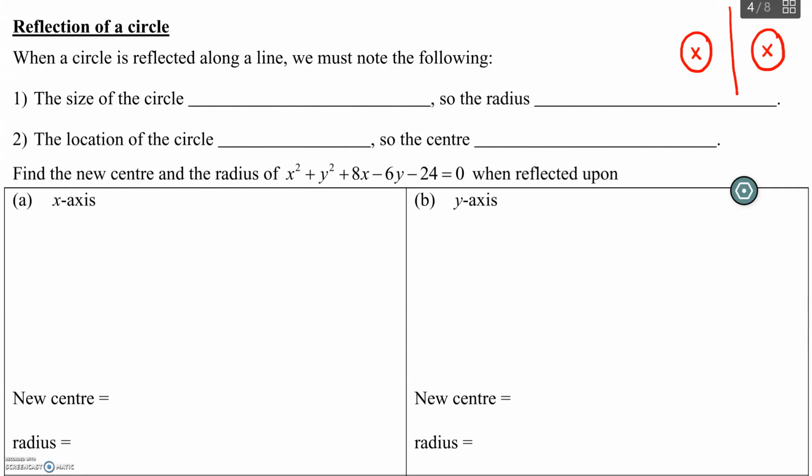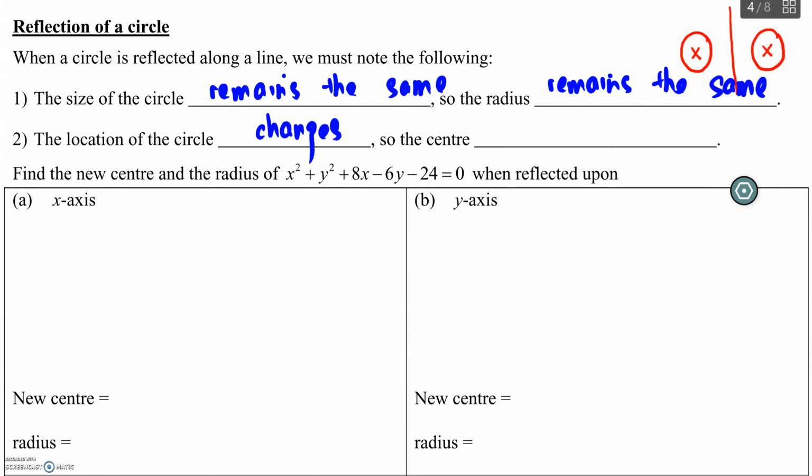Notice the size of the circle will remain the same, but the location of the center has changed. So I'm going to summarize what I've just done. This means to say the size of the circle remains the same. Likewise, the radius of the circle will remain the same. However, the location of the circle changes. This means that the center changes.